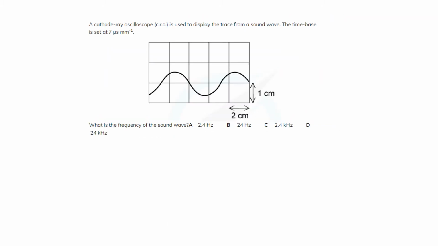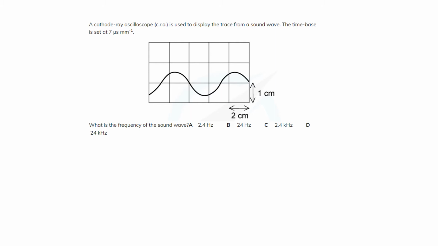Right, let's just quickly do this example. A cathode ray oscilloscope, CRO, is used to display the trace from a sound wave. The time base is set at 7 microseconds per millimeter. What is the frequency of the sound wave? And you're given 2 centimeters on the base and 1 centimeter in the y-axis.